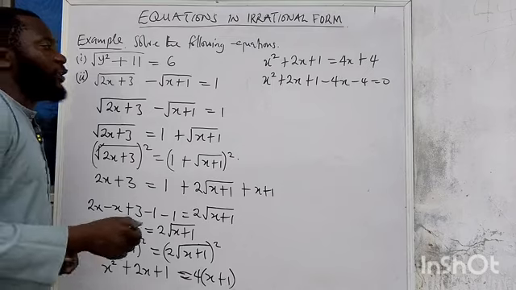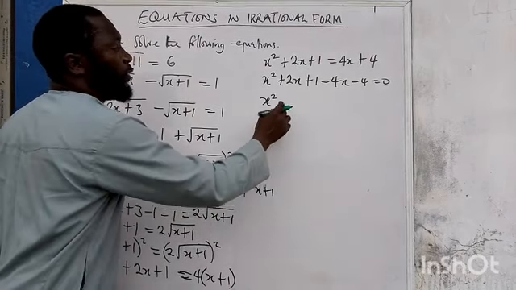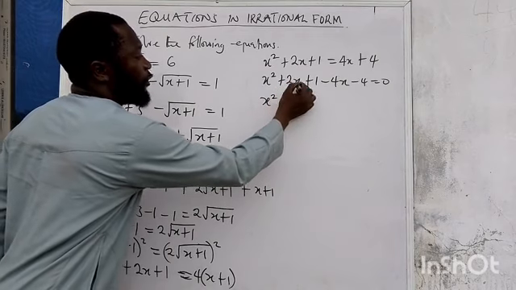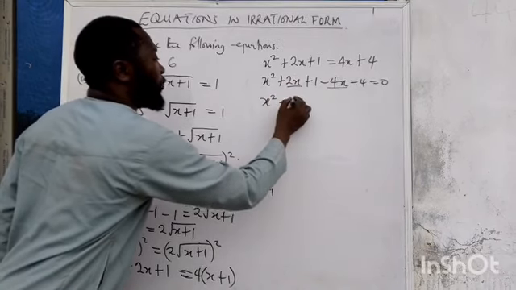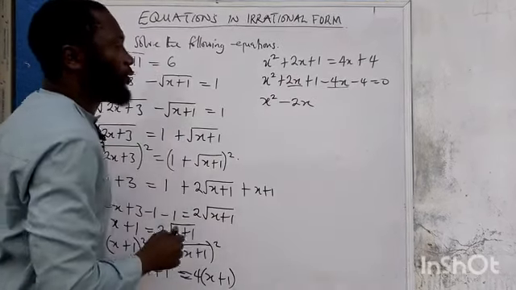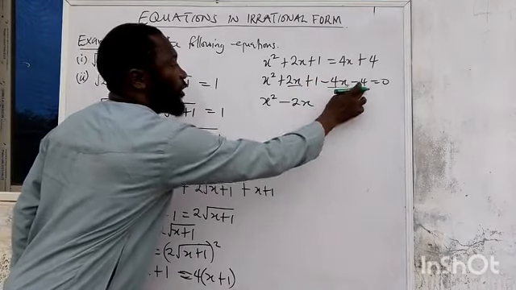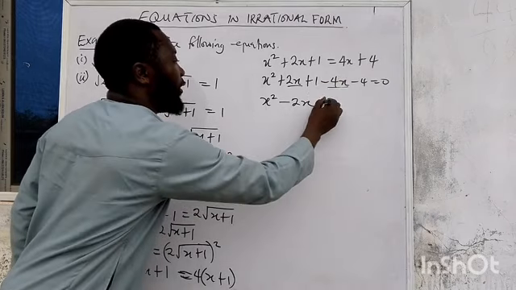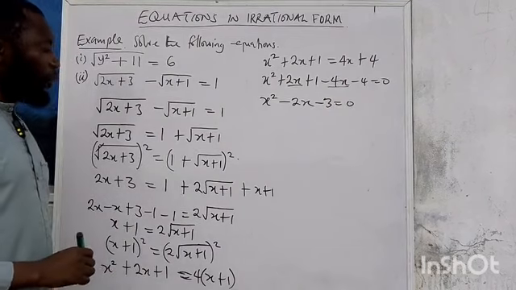Now again, this becomes x². Now this is 2x positive, this is negative 4x. 2x minus 4x, that is minus 2x. 1 is positive here, this is negative, so 1 minus 4, that is minus 3, equals 0. Now we move again.